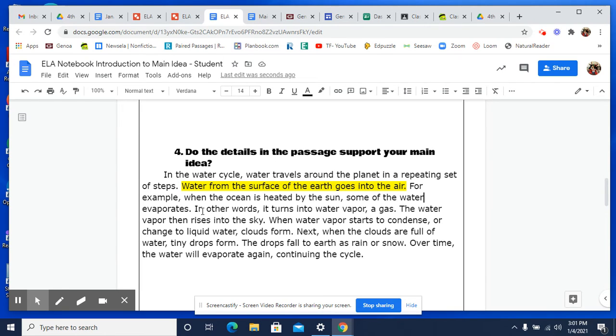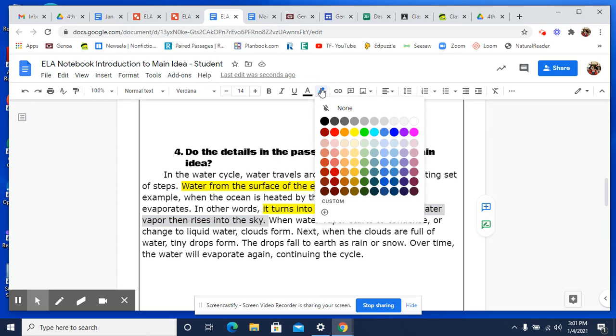So I'm just going to go through the steps so that I don't have the entire paragraph highlighted. I want to say that it turns into water vapor, which is a gas, because that's important. That's one of the steps. If you chose to highlight this sentence, that is completely fine, because that is a detail that supports it. And then what happens? Well, that water vapor rises into the sky. Okay, the whole evaporation.